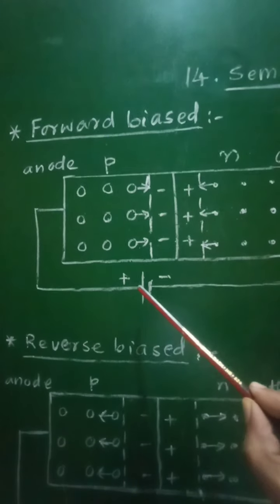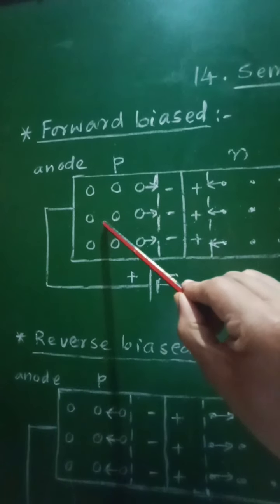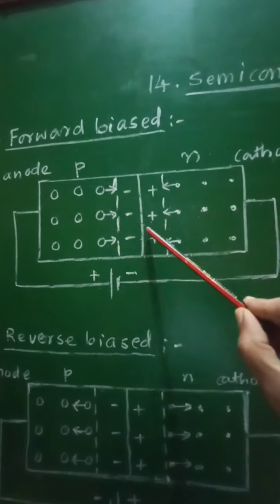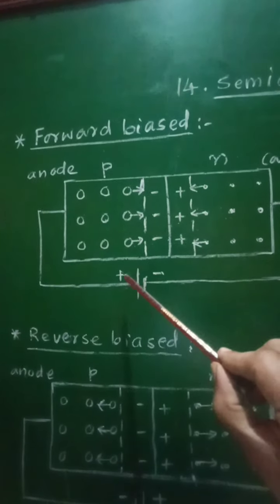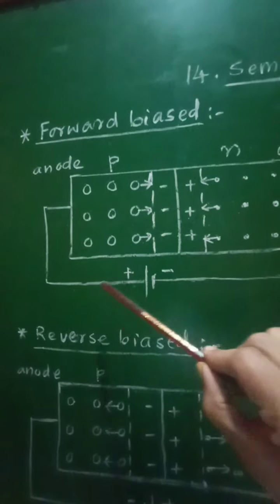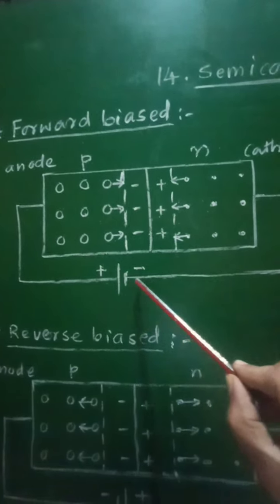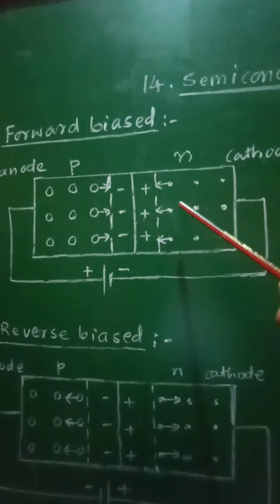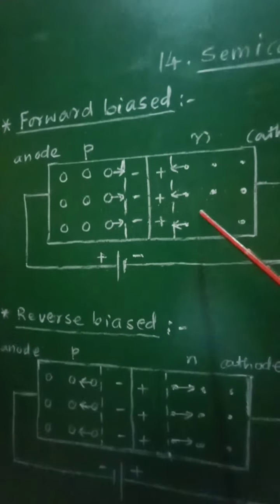When the positive terminal of the external source is connected to the anode and the negative terminal of the external source is connected to the cathode, then the diode is said to be forward biased. That is, when the positive terminal of the external source is connected to the P region of the diode and the negative terminal of the external source is connected to the N region of the diode, then the diode is said to be forward biased.